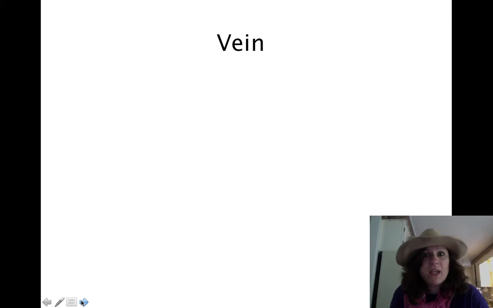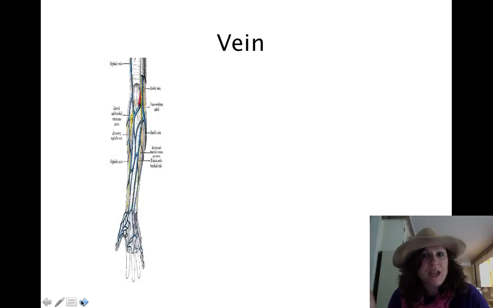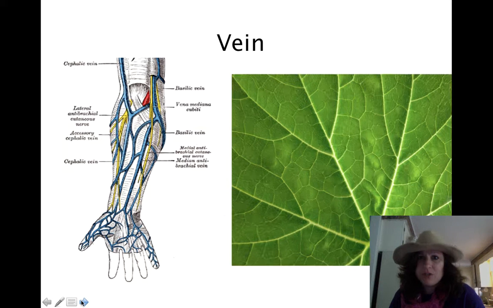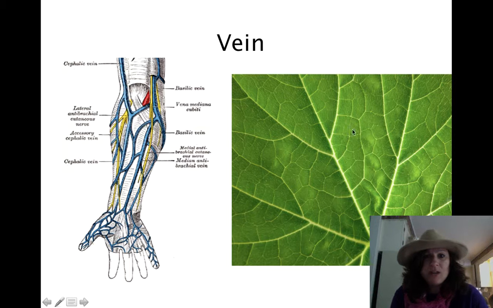On to vein. I just used that word, vein. Yep, we have veins, right? Well, guess what? Leaves do too. And they're right here. Kind of looks sort of familiar, huh? That's why they named them veins. They carry water and nutrients throughout the plant. Really important, just like it is for people.